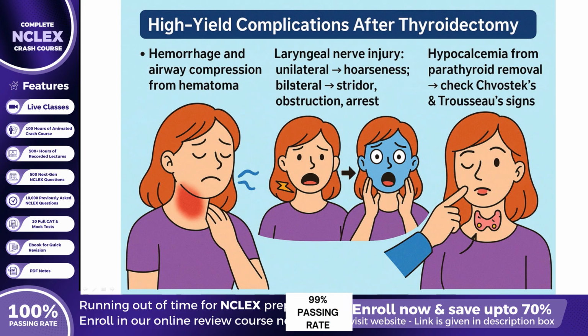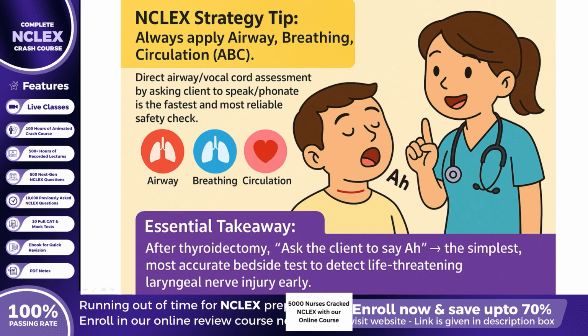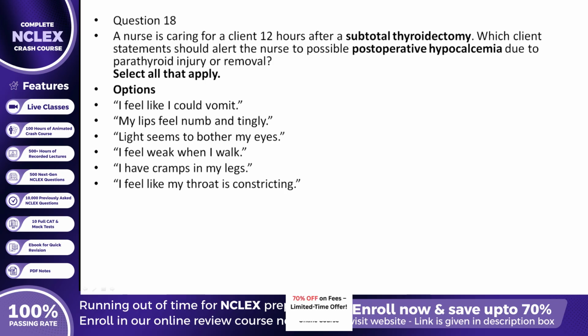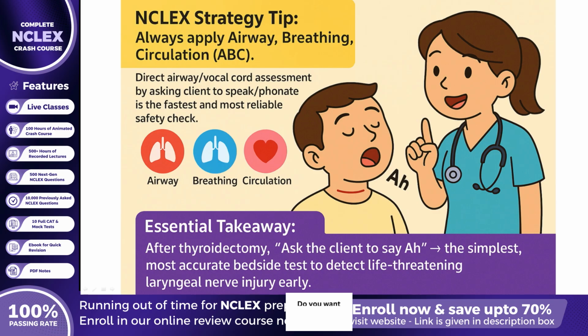High-yield clinical points include remembering that temporary hoarseness can occur from edema right after surgery, but persistent or progressive hoarseness strongly suggests nerve injury. Bilateral recurrent laryngeal nerve damage is rare, but can cause complete vocal cord paralysis, leading to airway obstruction that requires emergency intervention. In the first 24 hours post-thyroidectomy, nurses must monitor closely for both hemorrhage and airway compromise, which includes assessing the ability to speak clearly. Here is your NCLEX success tip.